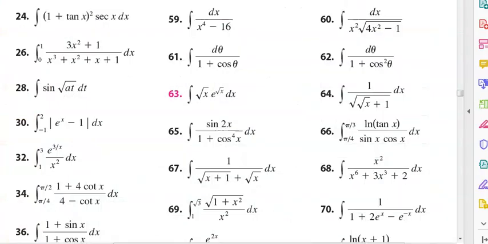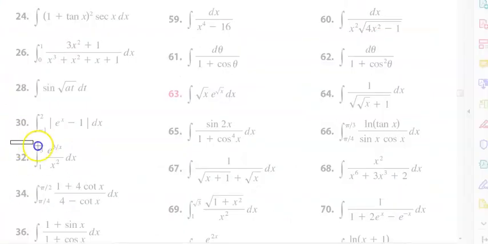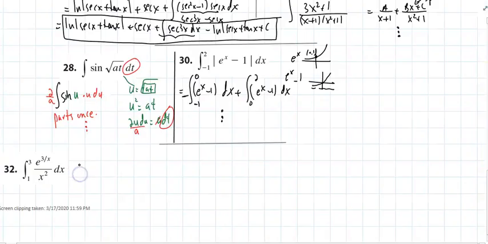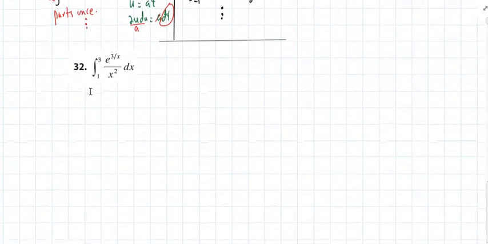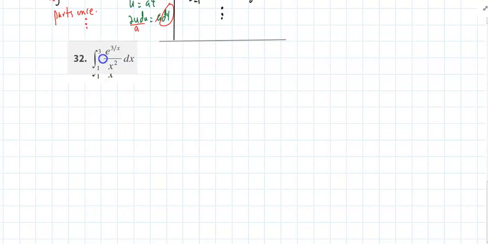If I look at number 32, again, I suggest that you pause these videos when you see a problem. Think about it for a minute, see if you can do it, and try to match what I'm doing, see if that matches. So in this case, I do notice if I let u equal 3 over x, I know that du is negative 3 over x squared dx. Being off by a constant is a simple price to pay.